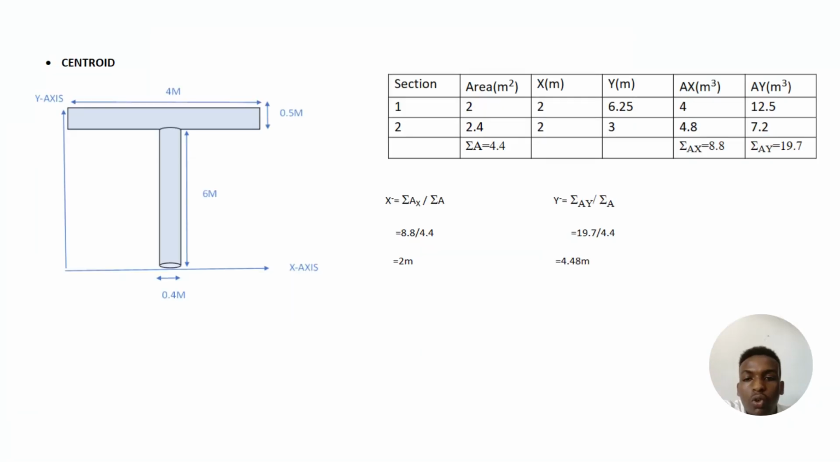You can see this is the centroid of the column structure. So there is a cantilever beam supported by a fixed column based on the structure. Based on the picture, the height of the column is 6 meter with a diameter of 0.4 meter, and the length of the beam is 4 meters with a height of 0.5 meter. After calculation, the x value is 2 meter and the y value is 4.48 meter.